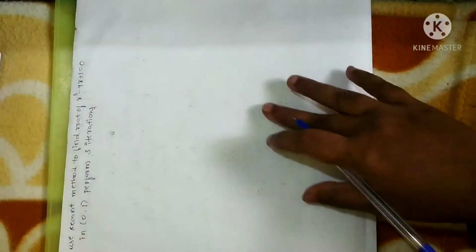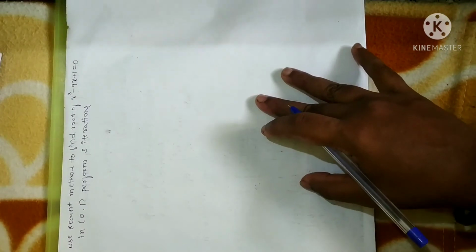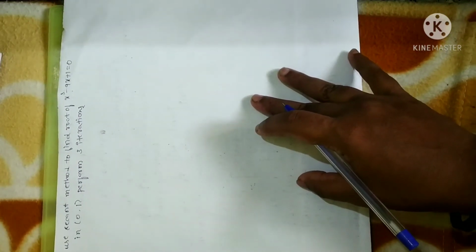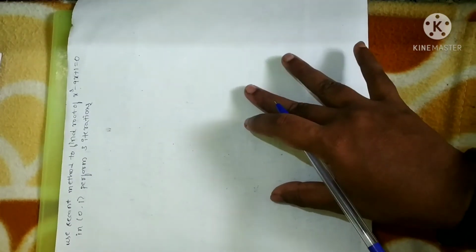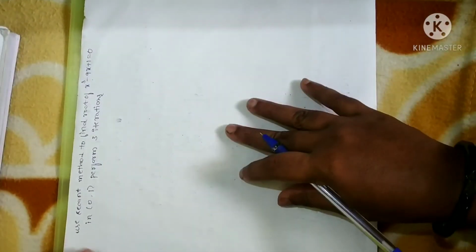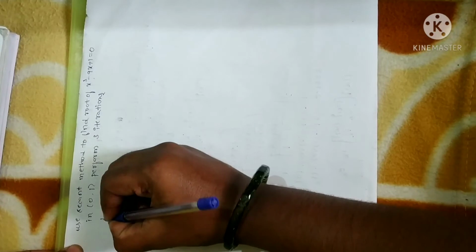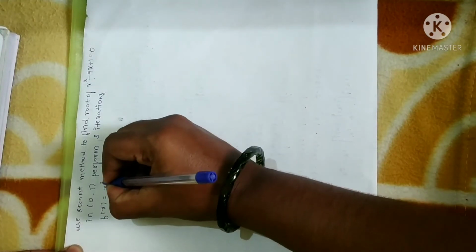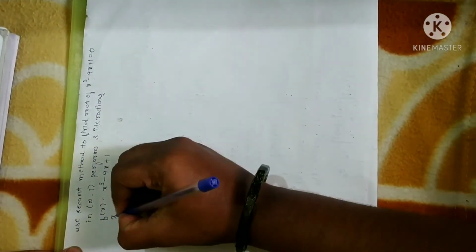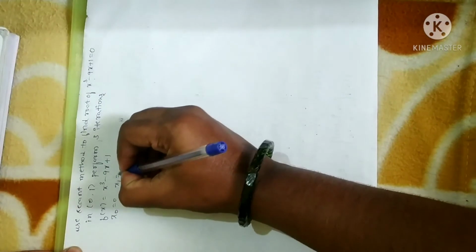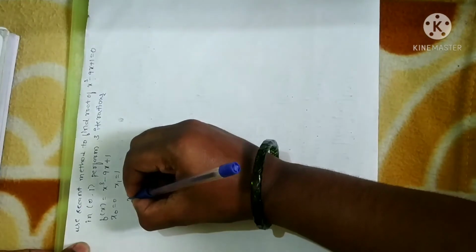Hope it is clear. Now the next problem is we have to use the secant method to find the root of the equation x cube minus 9x plus 1 is equal to 0 in the interval 0, 1, and we have to perform 3 iterations. Fine. So now let me do this. First step, as usual, we take the given function as f of x equals x cube minus 9x plus 1. Since the interval is given in the problem itself, I take x naught as 0 and x1 as 1. Clear?